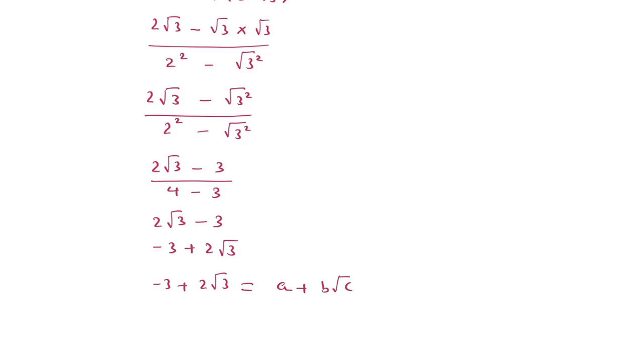Okay, so since we have the same format on both sides, we are going to compare the numbers with the letters having the same position. So from this one, we are going to say negative 3 equals a, 2 equals b, and 3 equals c. And these are our answers.